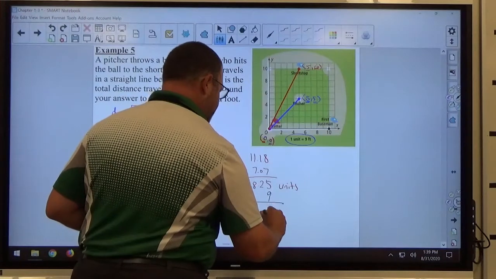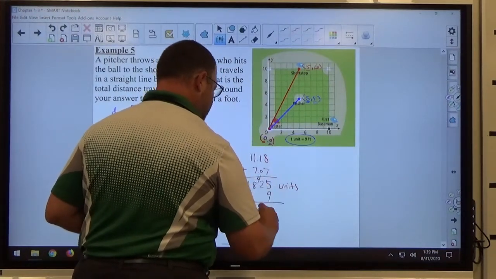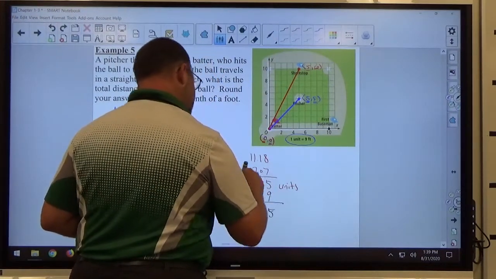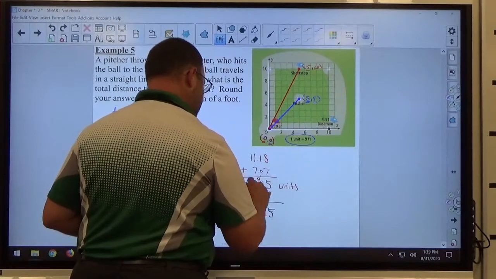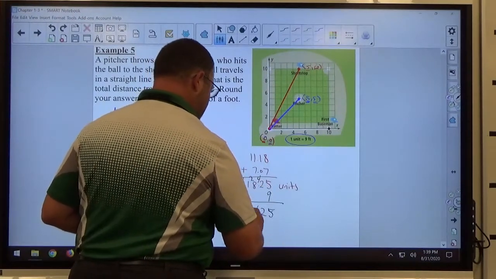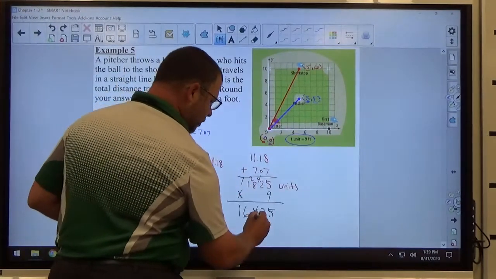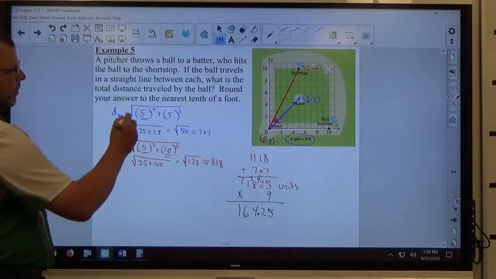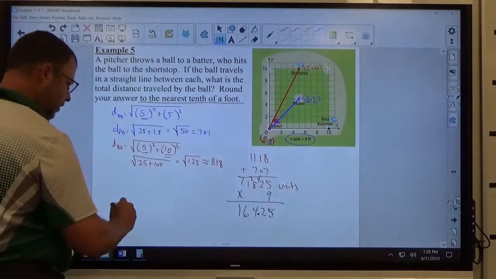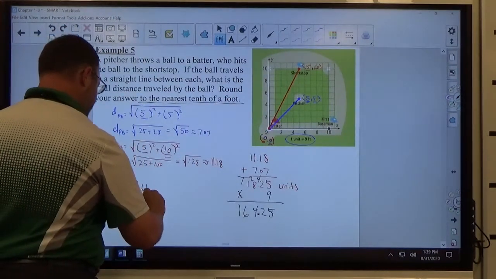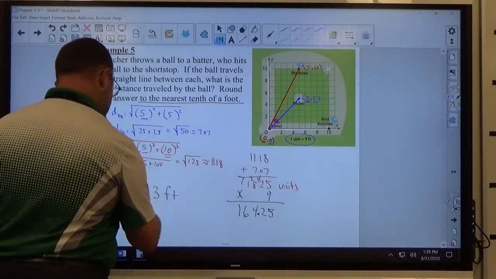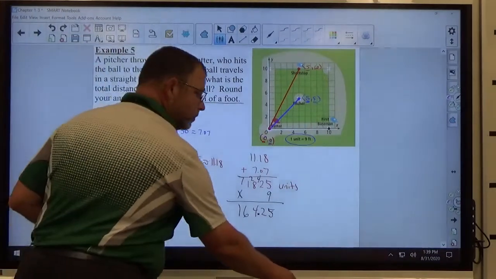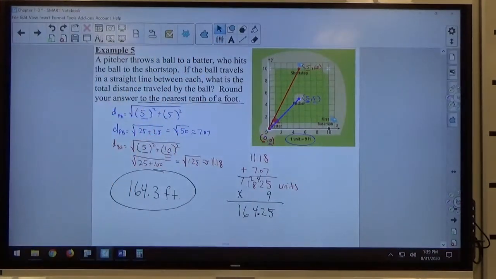That's 45, carry the 4. That's 18 plus 4 is 22, carry the 2. 72 plus 2 is 74, carry the 7. 9 plus 7 is 16. 2 decimal places in the work, so 2 decimal places here. 164.25 to the nearest tenth of a foot is going to be 164.3 feet. That's your answer, right? And that'd be the total distance traveled by the ball.